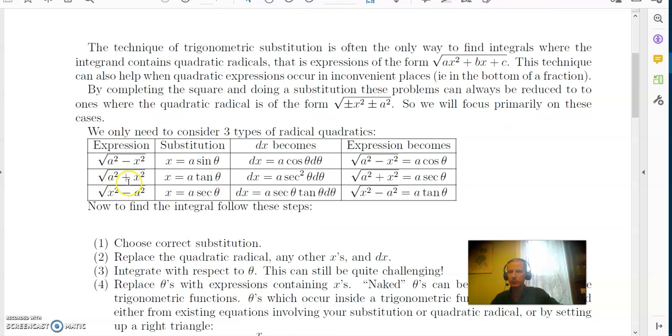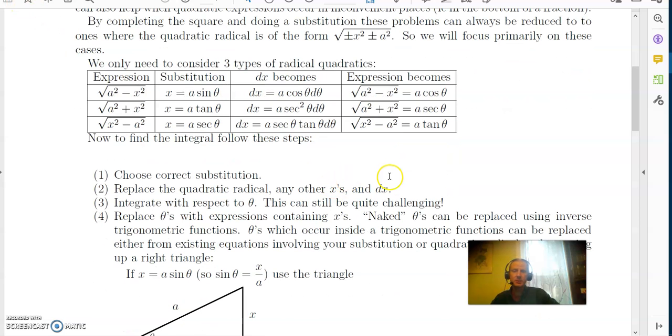When you've got the square root of a squared plus x squared showing up, you let x be a tangent theta, then dx is a secant squared theta d theta, and the square root of a squared plus x squared equals a secant theta, again thanks to various trigonometric identities. And finally, if the square root of x squared minus a squared shows up, you let x equal a secant theta, and then dx is a secant theta tangent theta d theta, and then the square root of x squared minus a squared becomes a tangent theta.